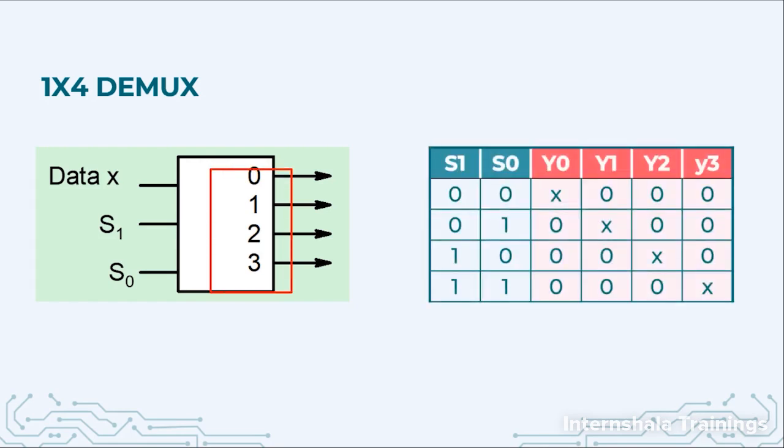Now, based on the value of S1 and S0, the value of x will be transferred to one of the output variables. So if it is 0, 0, then we can see that only y0 will receive x and the other 3 will have 0. Now x can be 0 or 1. That means y0 can have 0 and it can have 1 as well. Similarly, for all other combinations, the same logic will work. Like when the combination is 1, 0, then y2 will be x.